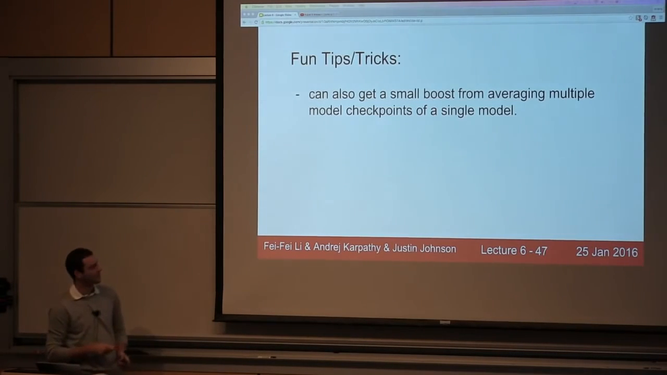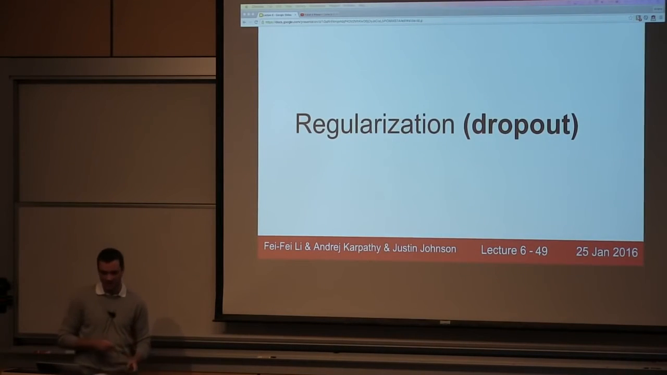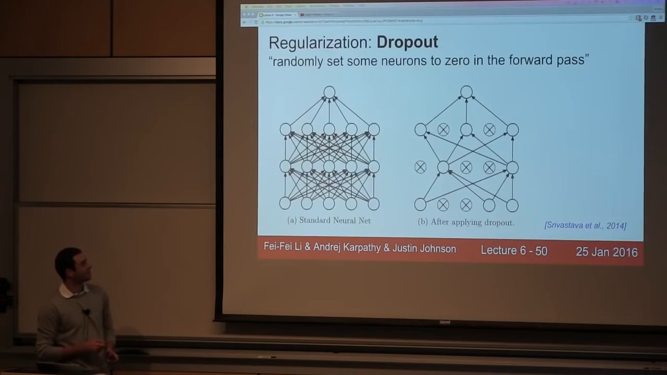So that's model ensembles. I had to discuss model ensembles because we're going to look into dropout. This is a very important technique that you will be using and implementing. The idea for dropout is very interesting. What you do with dropout is that as you're doing a forward pass of your neural network, you randomly set some neurons to 0 in the forward pass.